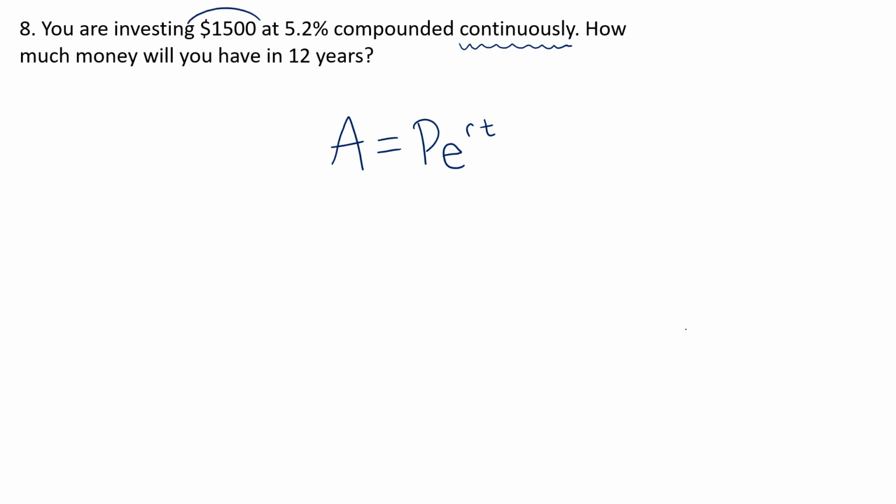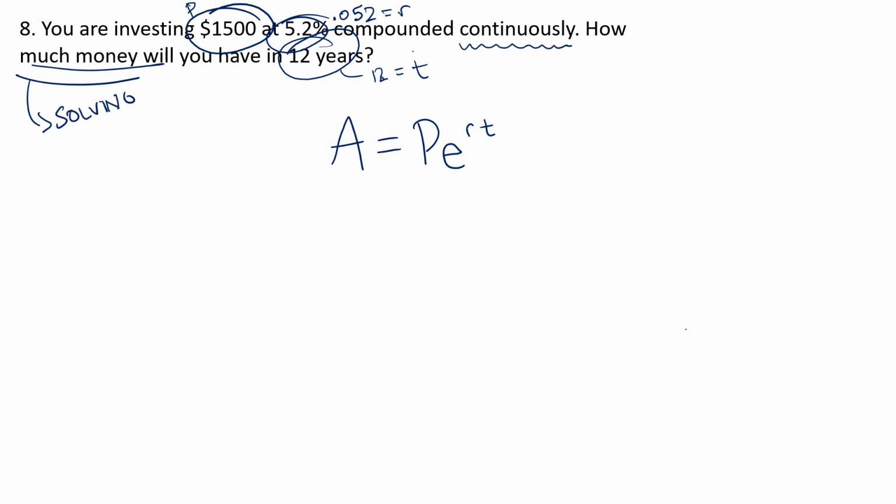So $1,500, that's your initial amount invested. So that is your P. 5.2%, 0.052 is your R. And compounded continuously, so we're using the E equation. How much money will you have in 12 years? Well, 12 is your T. And when it says how much money will you have, that means that I am solving for A.